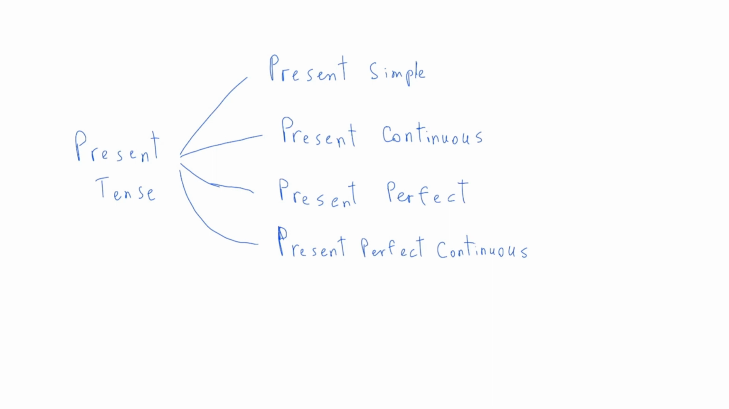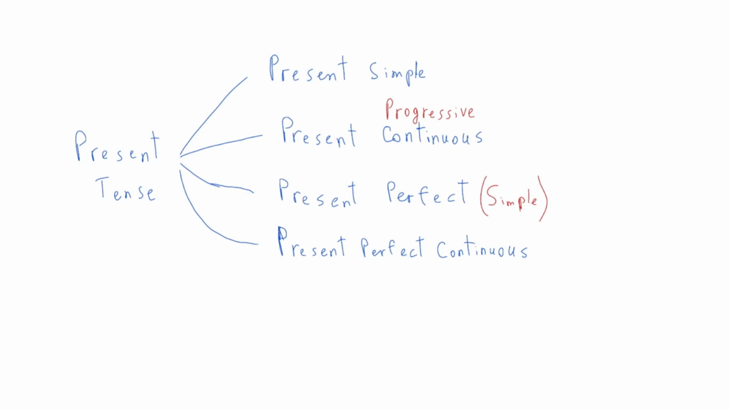So we've got present tense, and it has four forms: present simple, present continuous, present perfect continuous. For present perfect, in higher levels, we also say present perfect simple, so I'm going to add it as well. Or we can just refer to it as present perfect. And present continuous, in some books they say present progressive. That's fine. It means something progressing, something is happening, something is continuing.